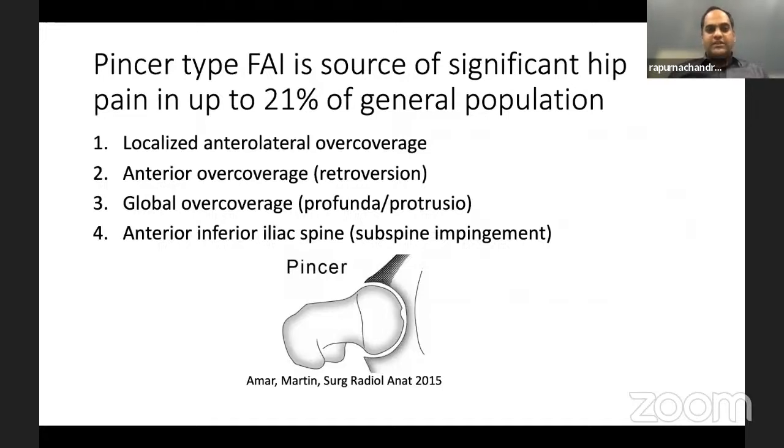We all know that pincer is a very significant source of pain, present in up to 21% of the general population, according to this paper. It can be due to various forms of pincer deformity.